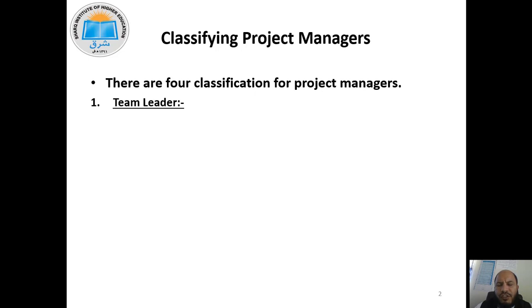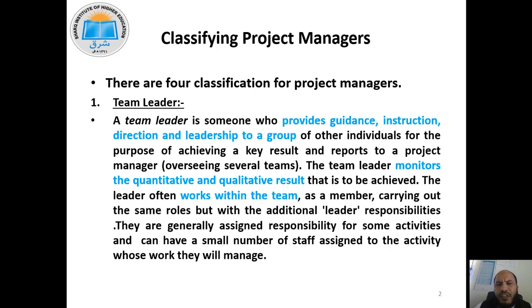So team leader is one of the types of project managers, the project leaders who will lead a project. So dear students, who is a team leader? Let's explain that. A team leader is someone who provides guidance, instructions, directions, and leadership to a group. If you remember the definition of leader, a leader is also a person who will guide, instruct, and direct the members of their team. So we can call them the team leader.